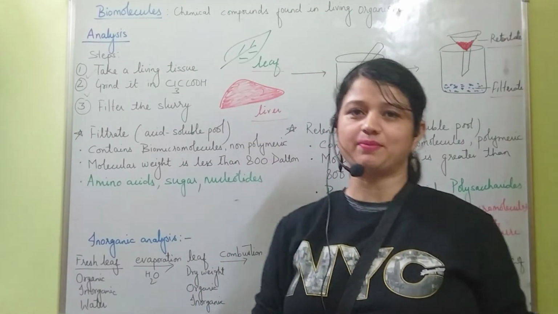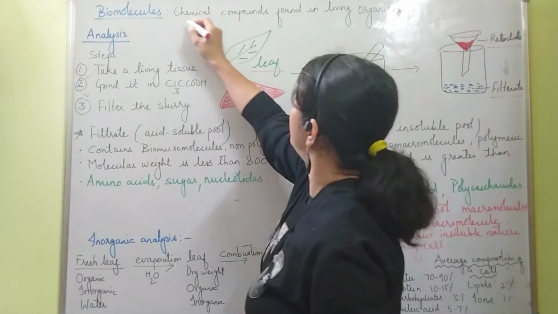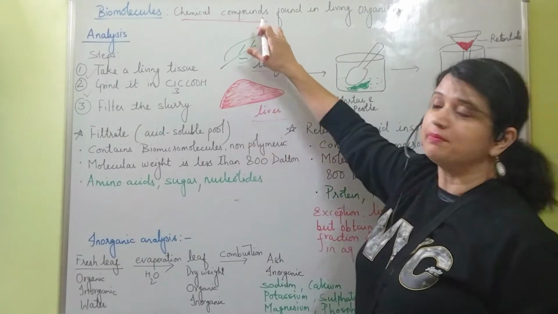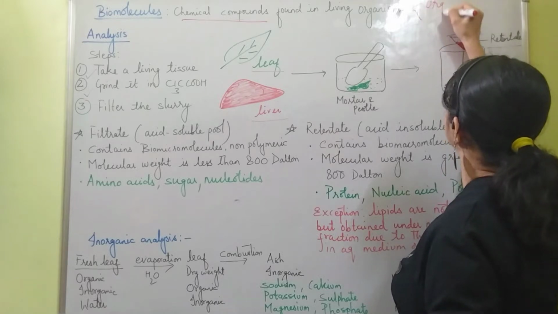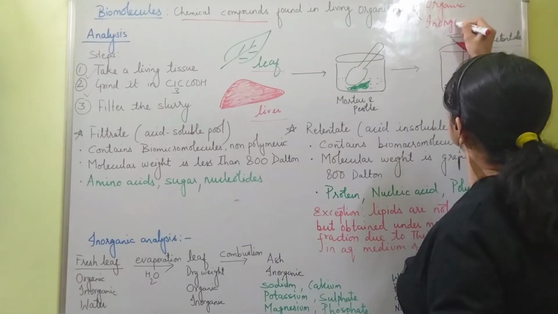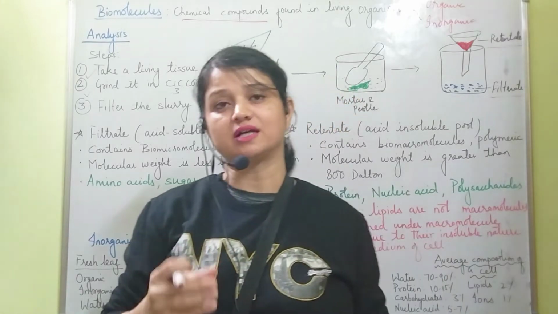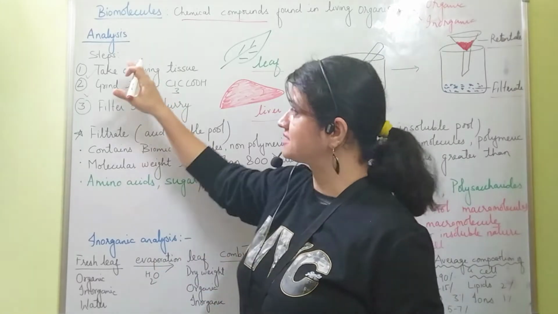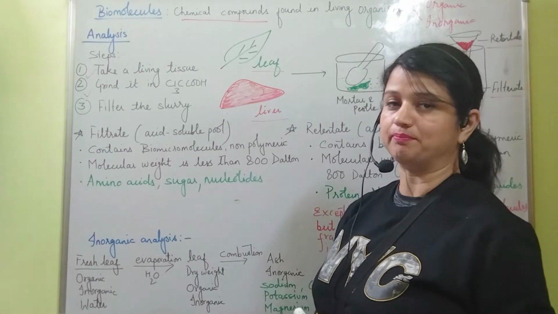Students, now we will discuss biomolecules. Biomolecules are the chemical compounds which are found in living organisms. These chemical compounds include both organic compounds and inorganic compounds. So first of all, we will discuss how to analyze the chemical compounds which are present in a living tissue. Here we have written some steps. Let's see what the steps are to analyze a chemical compound.